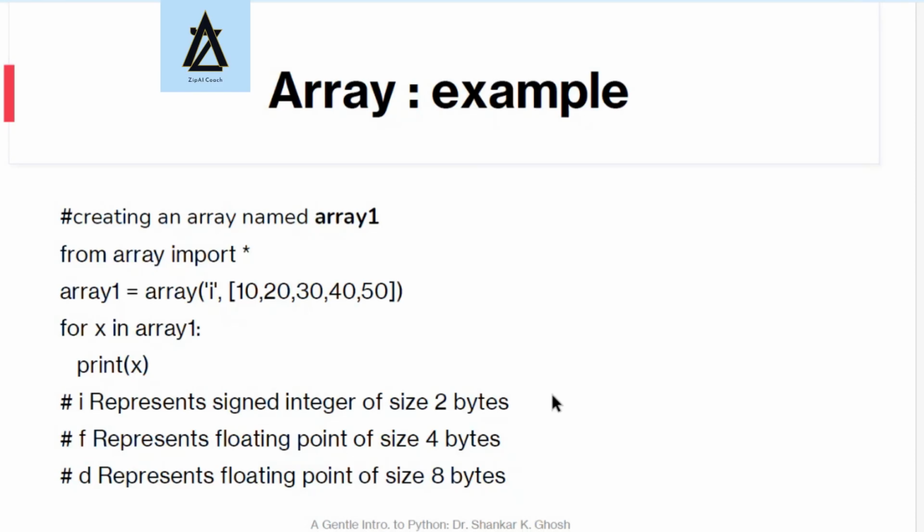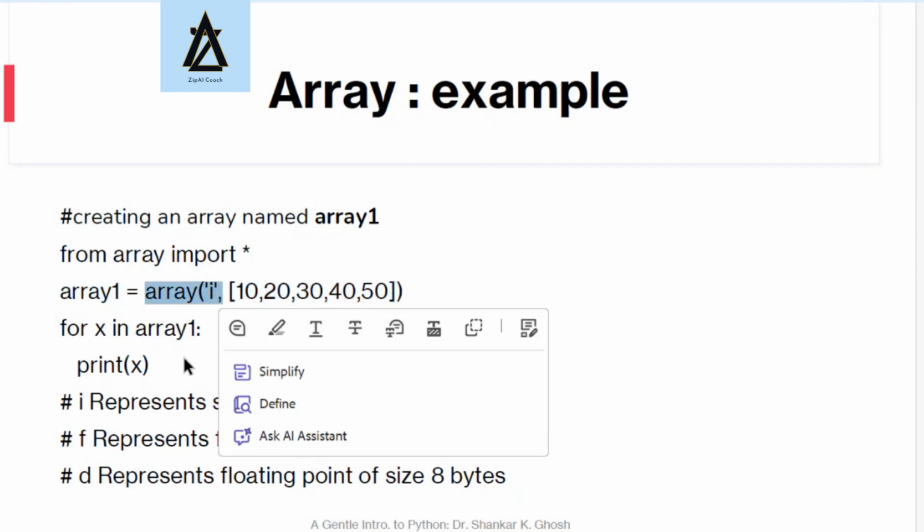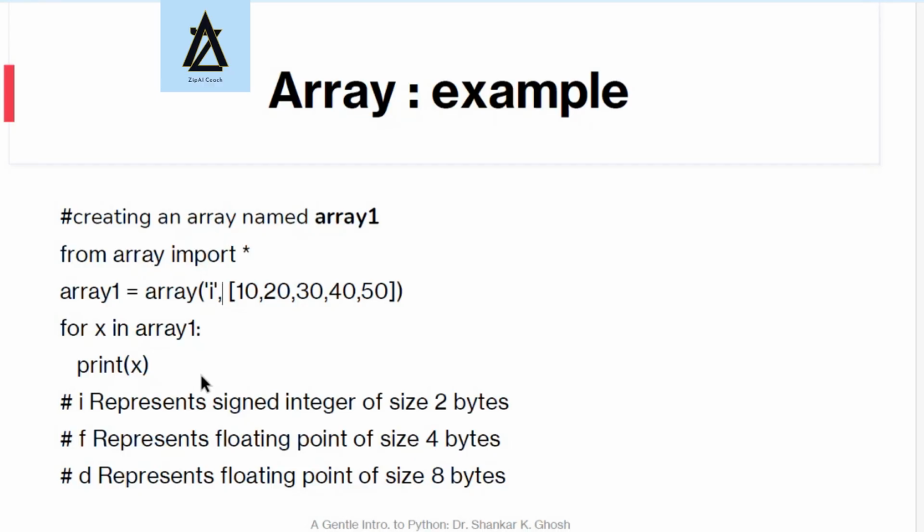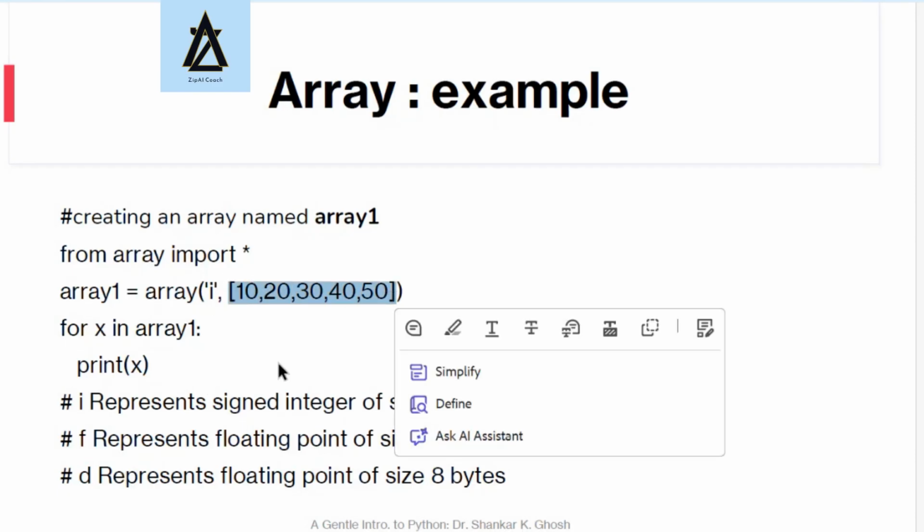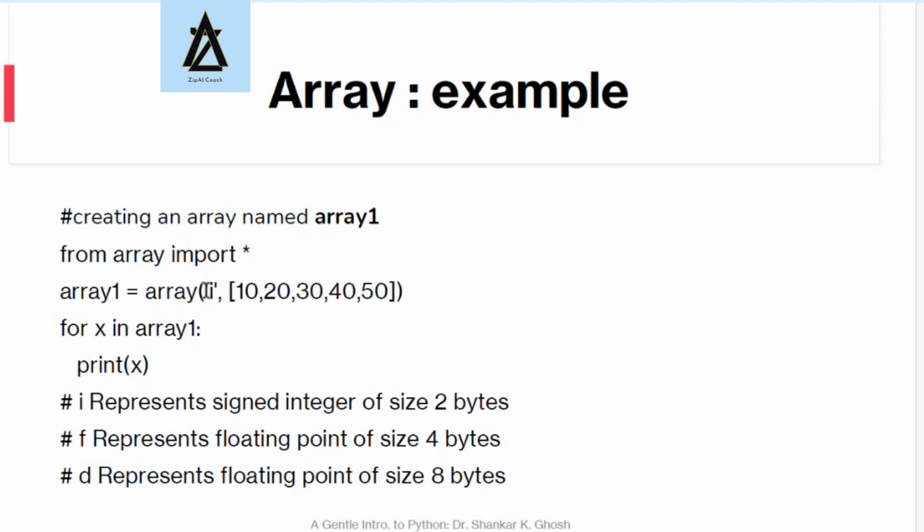An array is basically a collection of homogeneous elements, right? This is how you define an array. The first argument is the type of the array. It may be integer, float, or some other type. And the second one actually defines the array. For example, here you are telling the compiler that you are going to define an integer array, and this is the integer array I am talking about.